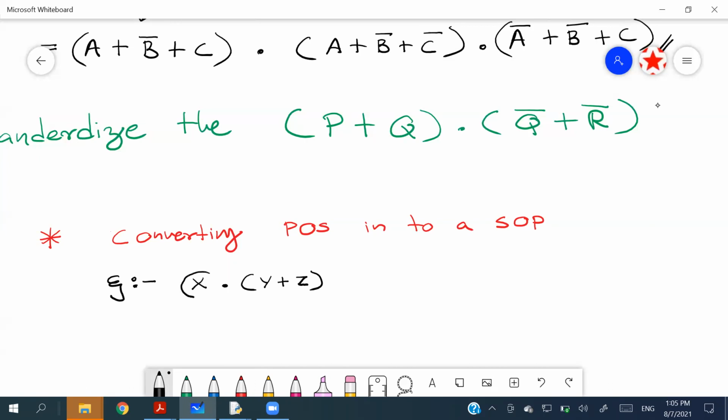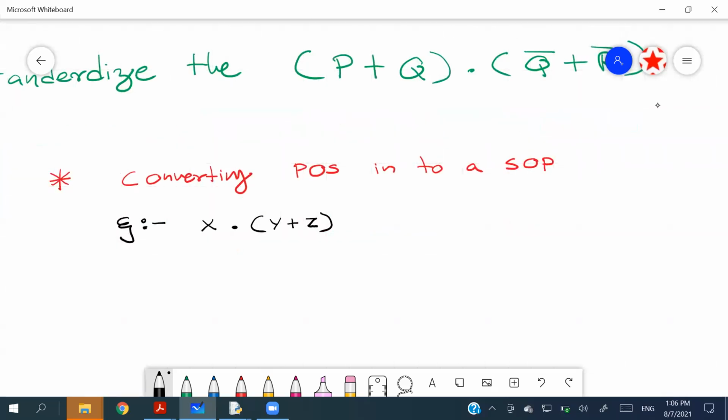X is a term alone and y dot z is a term alone, right? මෙතන sum එකක් පේන්නේ නැහැ because there is only one term, but at the end of the day we can say it as it is a POS. This is a non-standard one, right? That doesn't matter. And now what I'm going to do is to convert this into a SOP.